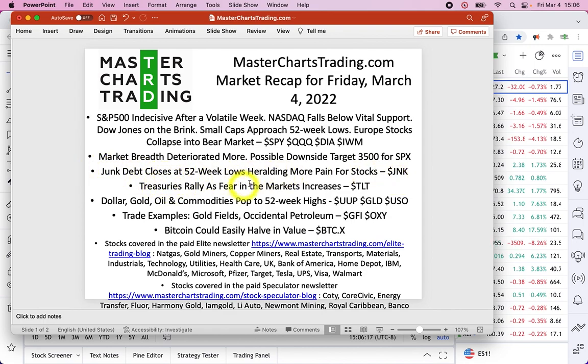And we'll look at junk bonds that are also approaching 52-week lows. They closed at 52-week lows. Treasuries did rally a bit. I think all of this taken together is showing increased fear. Commodities also rallied, and the dollar also rallied, so that's quite unusual. I'll show you a couple of very nice trades we did here at MasterCharts Trading: Goldfields and Occidental Petroleum, and Bitcoin could easily collapse.